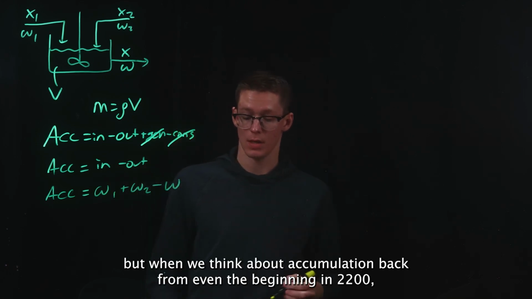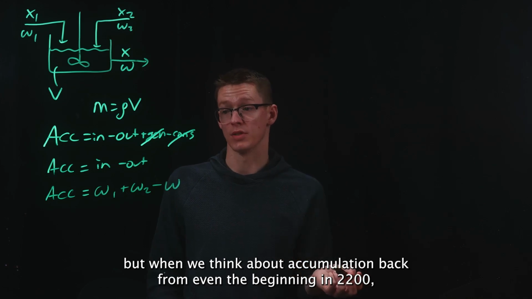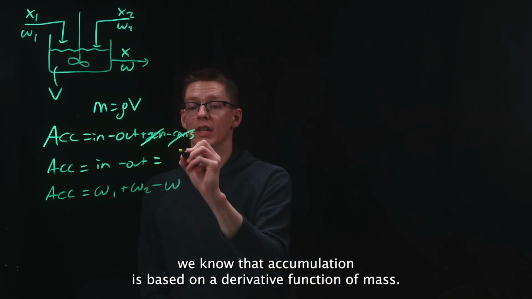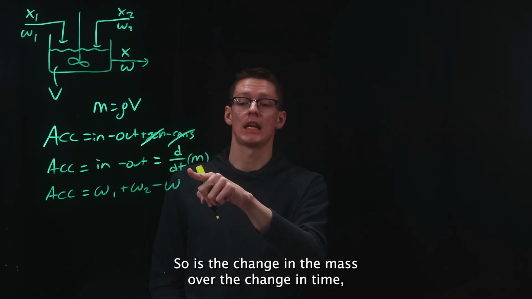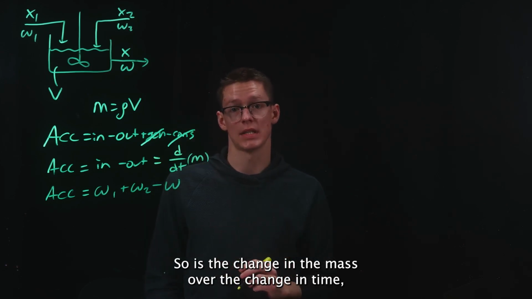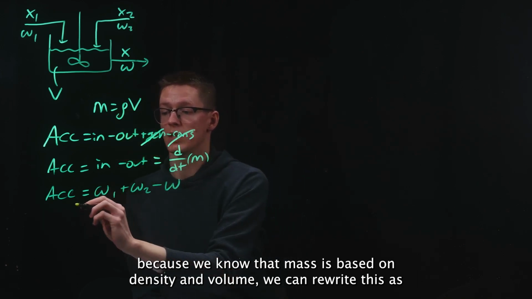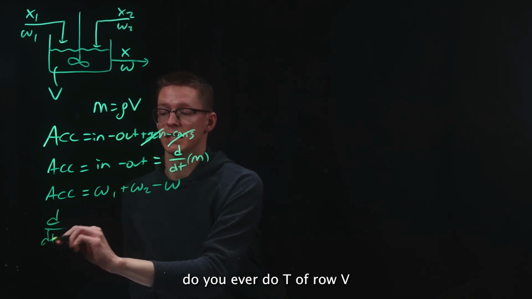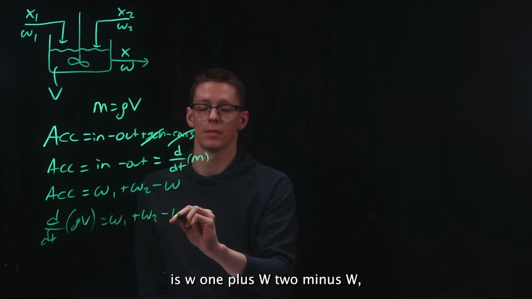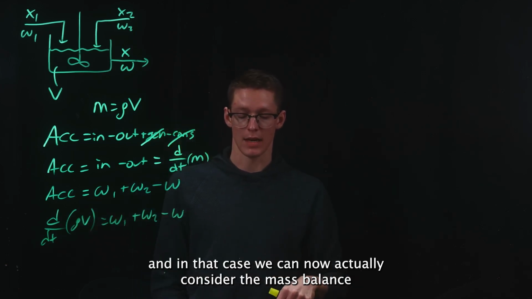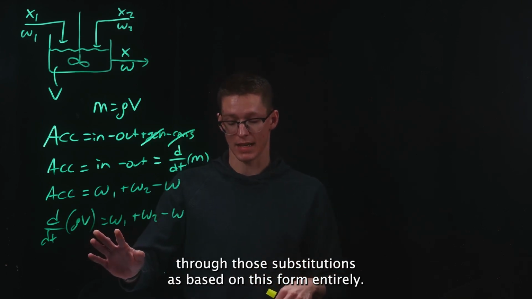W. But when we think about accumulation from the beginning in 2200, we know that accumulation is based on a derivative function of mass. So it's the change in the mass over the change in time. Because we know that mass is based on density and volume, we can rewrite this as d over dt of rho V is W1 plus W2 minus W.